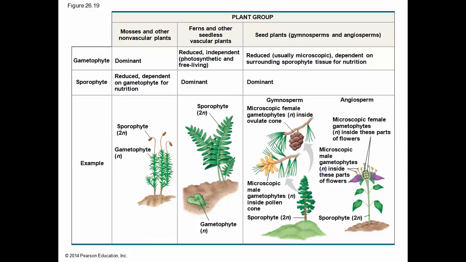Okay, so here is a breakdown of some of these different plant groups. We're going to look at the bryophytes, the monilophytes, and the seeded plants, the angiosperms and the gymnosperms. So in the bryophytes, the gametophyte is dominant and the sporophyte is reduced. So here's the dominant gametophyte, the haploid gametophyte, and then the diploid sporophyte is just this little structure on top.